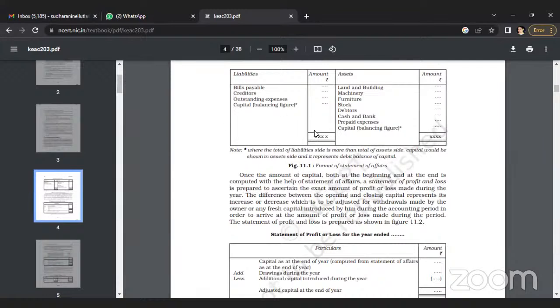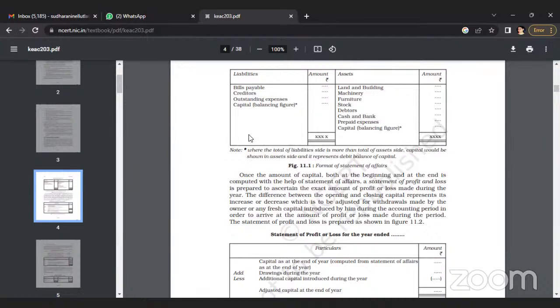It can be any sign. If it is on the asset side, it means capital has been withdrawn. So the difference between these two is what you are supposed to find, the capital. Once you get the capital like this, you will be given information relating to the assets and liabilities of a firm at the beginning and close of the year.